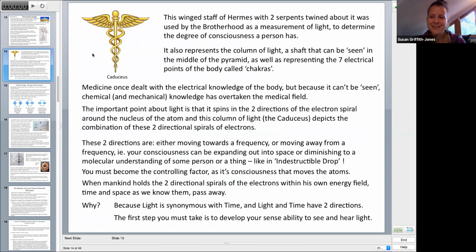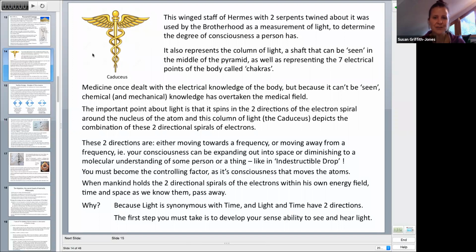So back to this Caduceus, which we talked about several sessions ago, just the basics of it, but I learned a lot more about it from her book. This winged staff of Hermes with 2 serpents twined about it was used by the Brotherhood as a measurement of light to determine the degree of consciousness that a person has. It also represents the column of light, which is a shaft that can be seen in the middle of the pyramid, as well as representing the 7 electrical points of the body called chakras, which you're all very familiar with, I'm absolutely sure.